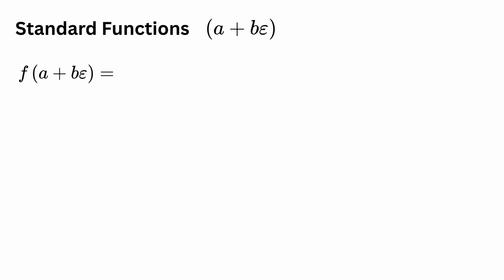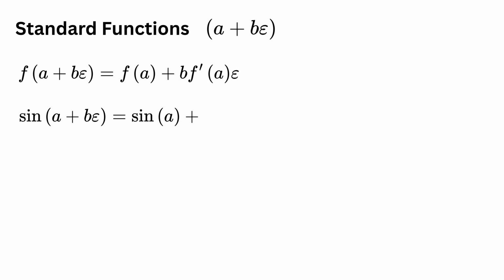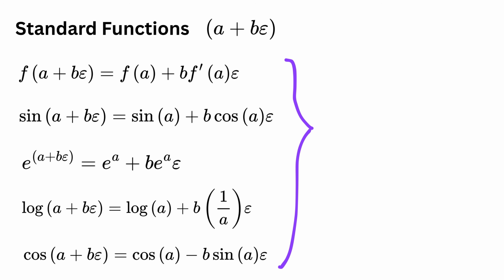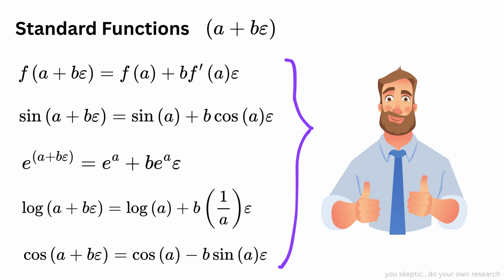Now note that we define standard functions on dual numbers such that the real part gives the function value, and the epsilon part gives the derivative at that point, all in a single step. For example, we define sine of (a plus b times epsilon) equals the sine of a plus b times cos of a times epsilon. Similarly, we can define exponents, logarithms, or trigonometric functions. We are able to define them like this because of the Taylor series expansion of these functions. I will not go into the details, but you can trust me.